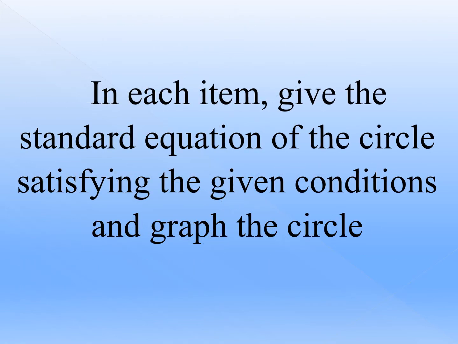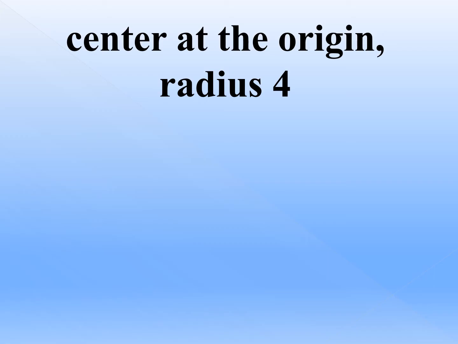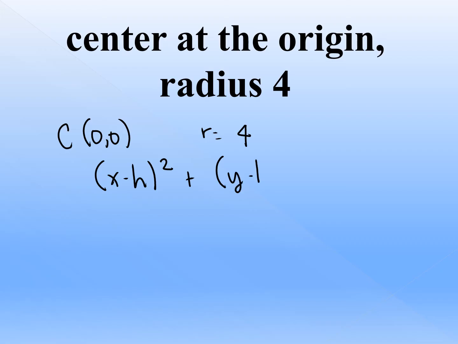Give the standard equation of the circle satisfying the given conditions and graph the circle. Okay, the first item is center at the origin and radius 4. Once you say center at the origin, it implies that the center is located at (0, 0). And our radius, r, is equal to 4. The first thing that you're going to do is write the standard form of the equation of a circle, the quantity x minus h squared plus the quantity y minus k squared is equal to r squared.